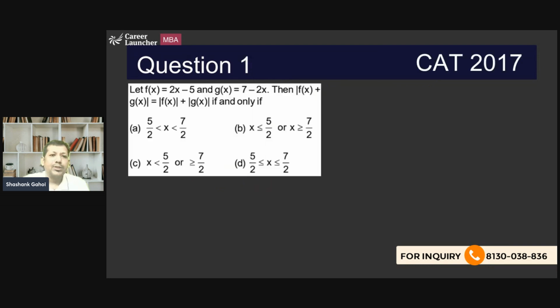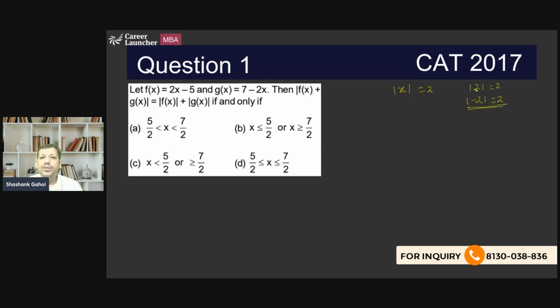Okay, so this is the first question that we have. Basically this question is talking about the mod function, and how we are going to approach it. Now what is the mod function? What does the mod function give us? If I say mod x equal to, let's say, 2, what does mod do? Mod makes every value positive. So mod of 2 is going to be 2, as well as mod of minus 2 is going to be 2. Mod simply changes the sign. It doesn't change the value.